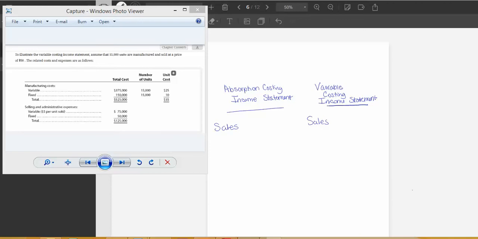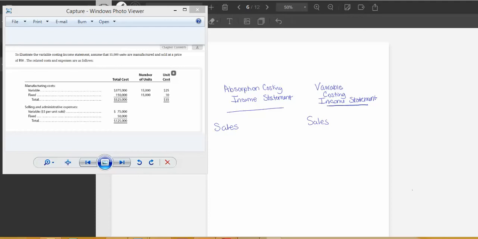Morgan. We're going to work an absorption costing income statement and a variable costing income statement side by side using the same problem so you can see the differences between the two. If you look at the problem here, it says assume that 15,000 units are manufactured and in the same month as they are sold at a price of $50 each.